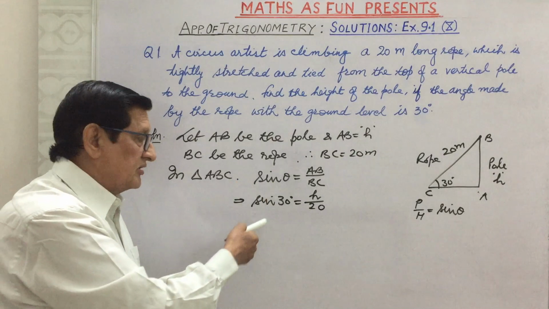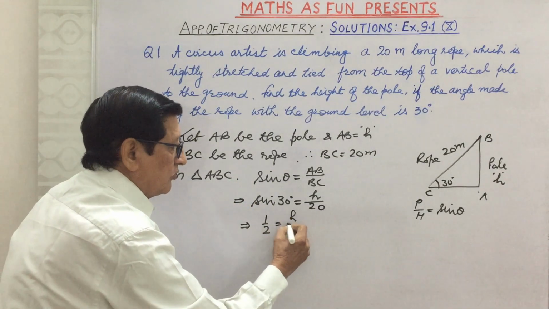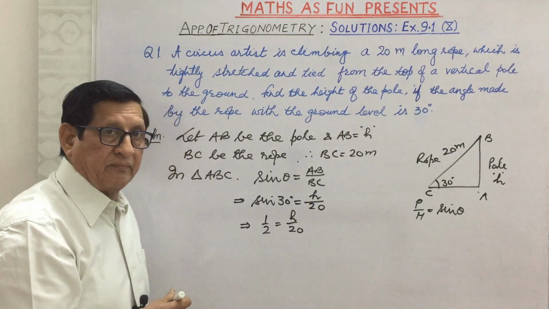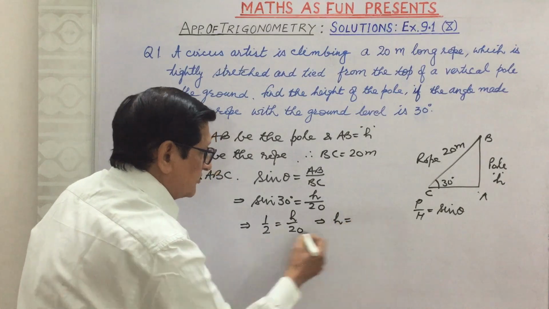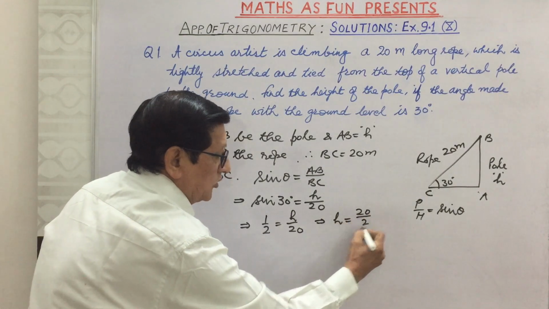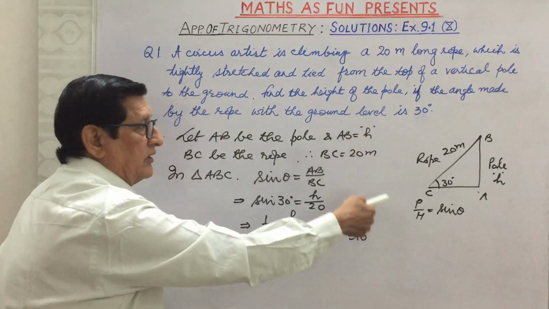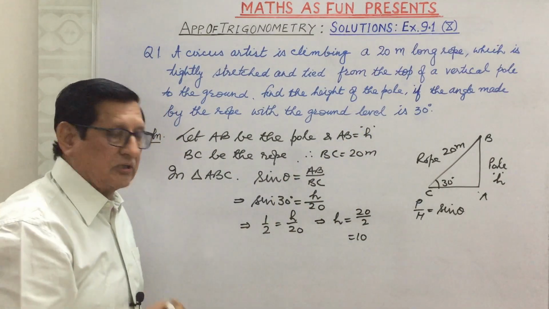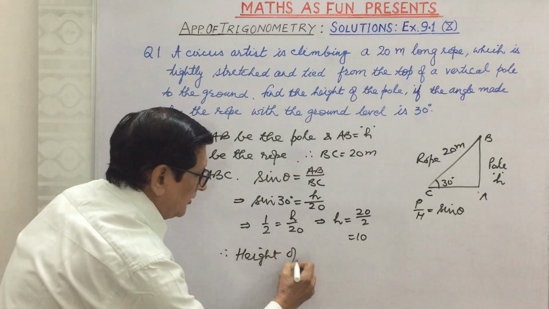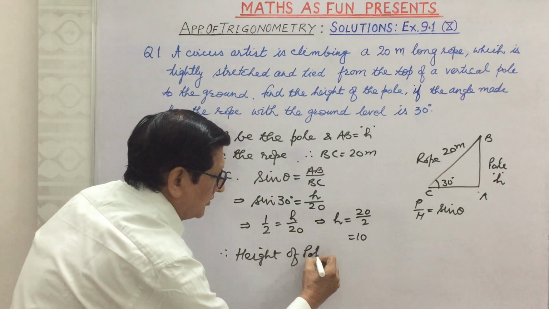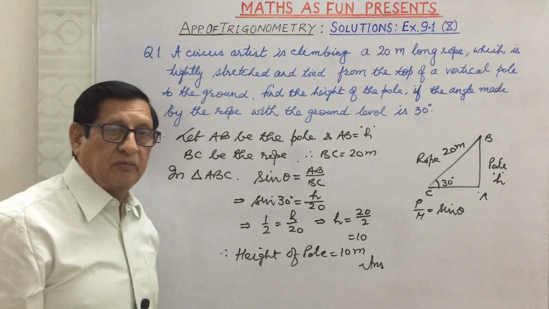From the table we can see that the value of sine 30 is 1 by 2, equal to h by 20. If we cross multiply them, this gives us h is equal to 20 upon 2, which is 10. And hence we can say that the height of the pole is 10 meters. So we write, therefore, height of pole is equal to 10 meters, which is the answer to the problem.